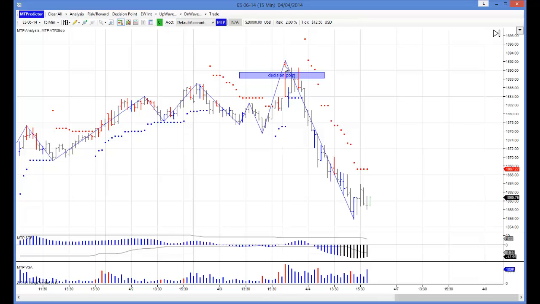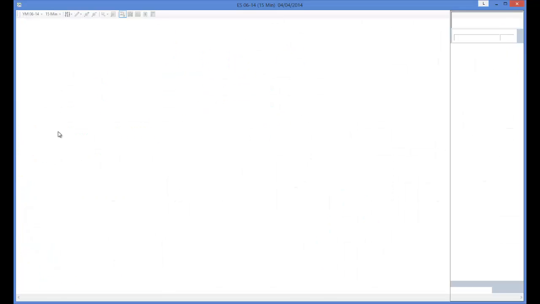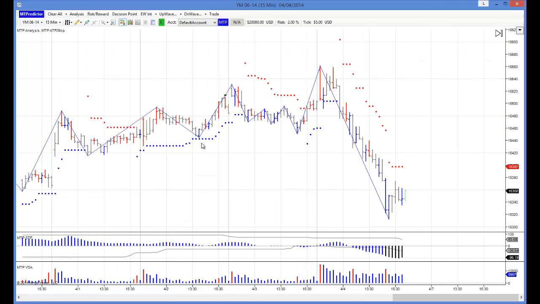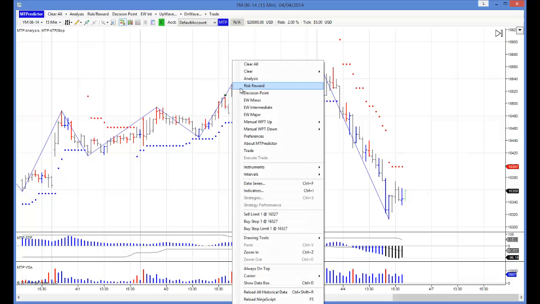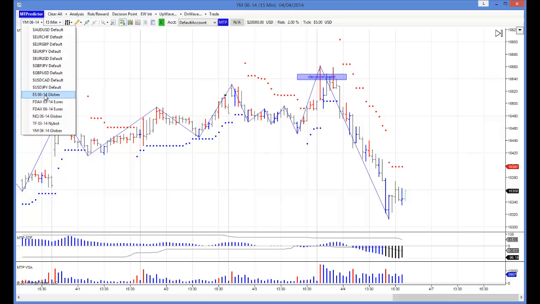Now the ES opened above this, then snapped straight back down and went through that. So in other words, it found resistance at this level. If I go over to the YM, it was actually a slightly better or cleaner looking setup. Here's the 15-minute chart of the YM, exactly the same pivot. We right mouse click, place the decision point on. That's our decision point level, and as you can see it was a little bit cleaner and clearer on the YM. But both of them were basically showing that resistance was coming in.